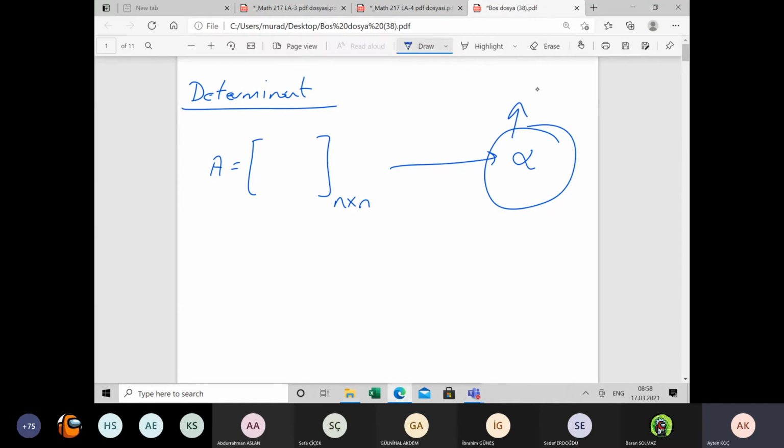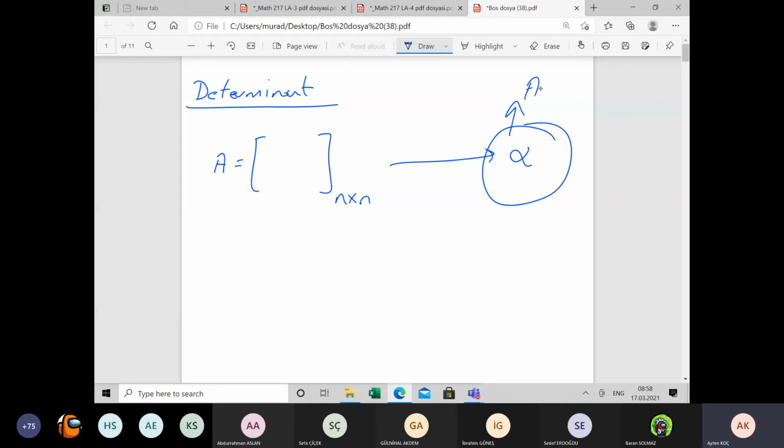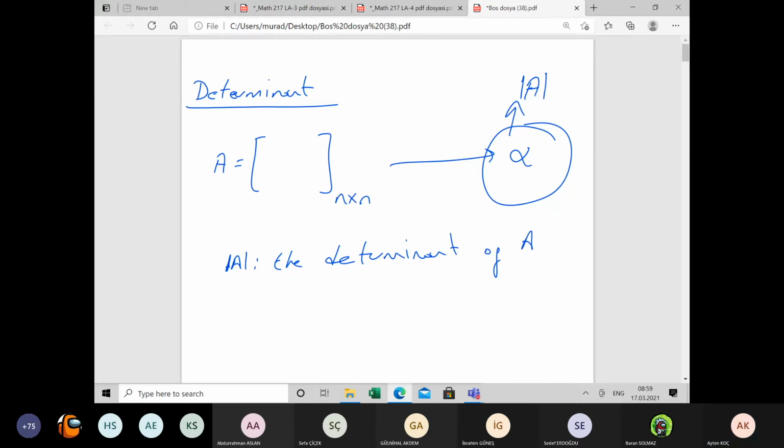The determinant of A is denoted by this notation. A is a matrix, capital A, and we use this notation for the determinant of matrix A. And here, how do we find this?